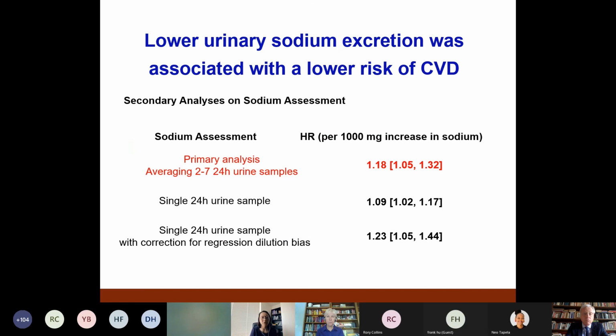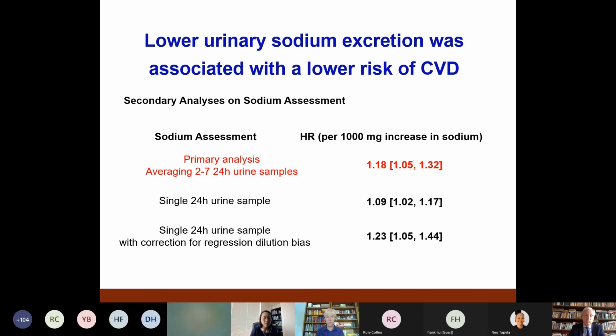And also we did an interesting secondary analysis on sodium assessment. In our primary analysis, when multiple 24-hour urine samples were used to assess sodium excretion, every 1,000 milligram increase in sodium excretion was associated with 18% higher risk of cardiovascular disease.